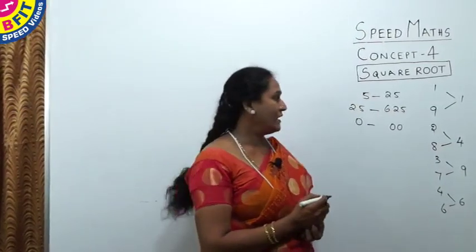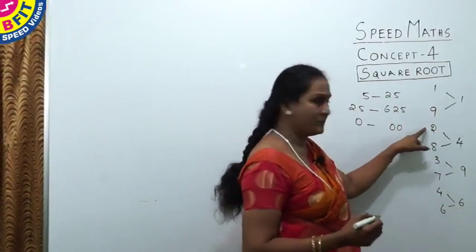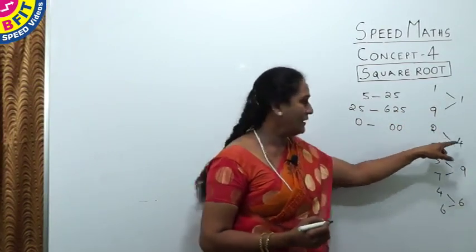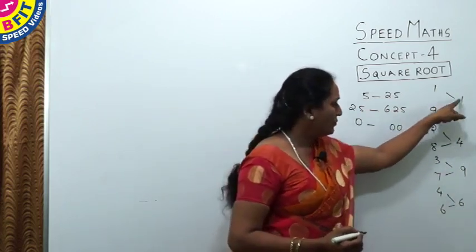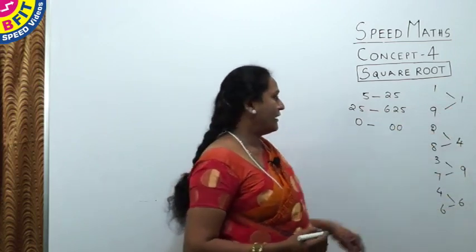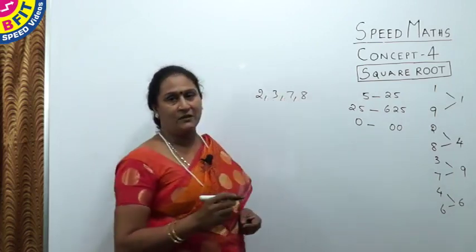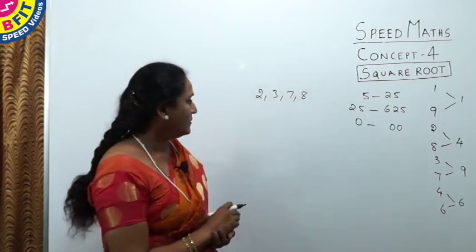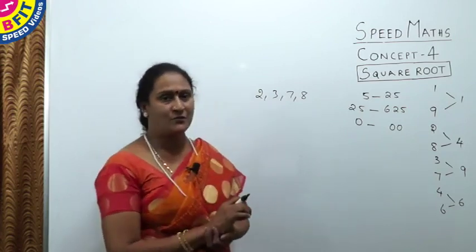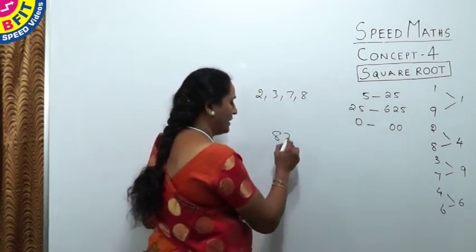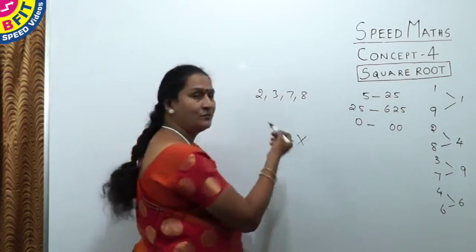We saw that when a number ending with 1 or 9 is squared, it ends with 1. If a number ends with 2 or 8, when it is squared, it ends with 4. When you check all the unit places, square numbers end with 1, 4, 9, 6 and 5. No square number ends with 2, 3, 7 or 8. So whenever a number ends with 2, 3, 7 or 8, that number is not a perfect square. Suppose you have the number 82, as it ends with 2, it is not a perfect square.